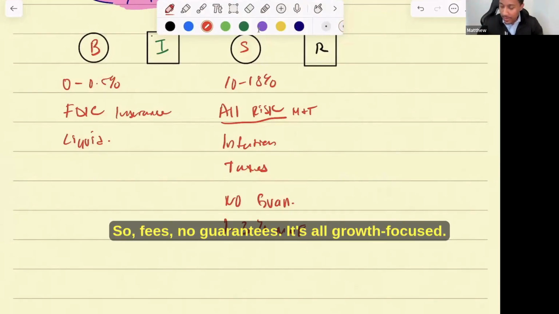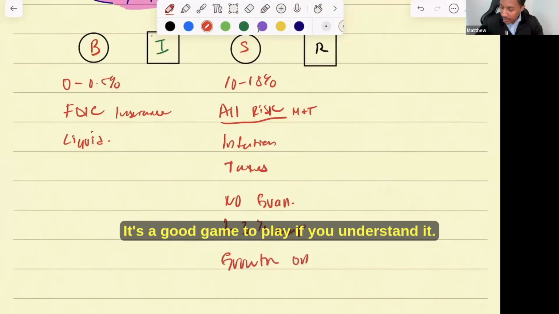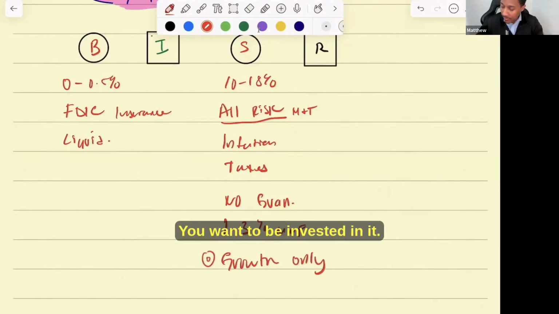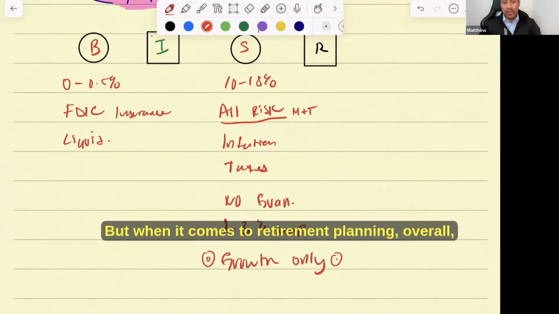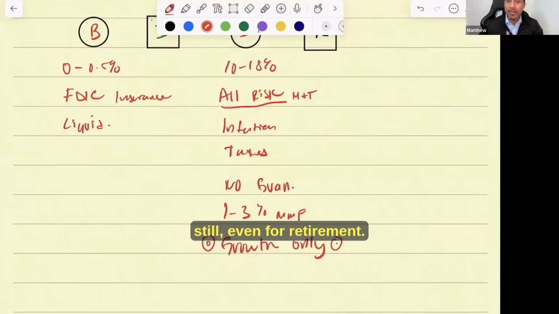So fees, no guarantees. It's all growth focused. So people play the game. It's a good game to play if you understand it. You want to be invested in it. But when it comes to retirement planning, overall, people see the stock market as growth only, still even for retirement.